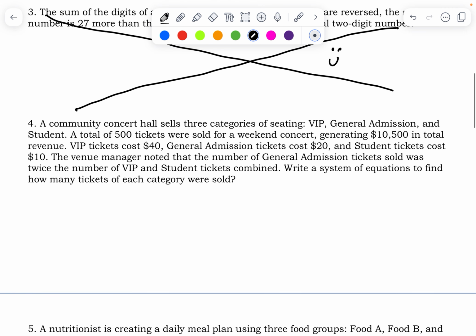A community concert hall sells 3 categories of seating. So we're going to have our VIP, and I'm going to let that be my X. And then we're going to have our general admission. I'm going to let that be my Y. And then we have students. And I'm going to let that be my Z.